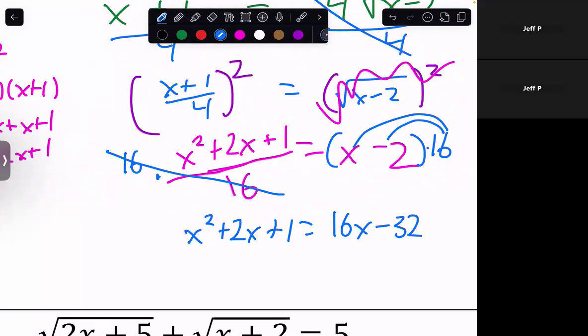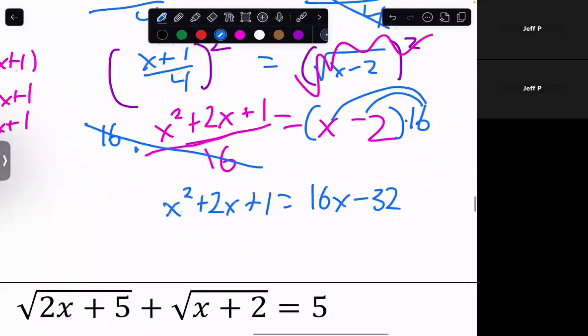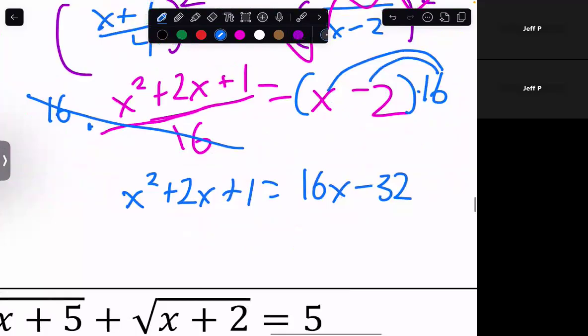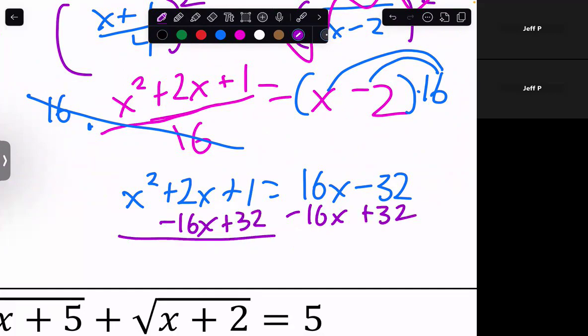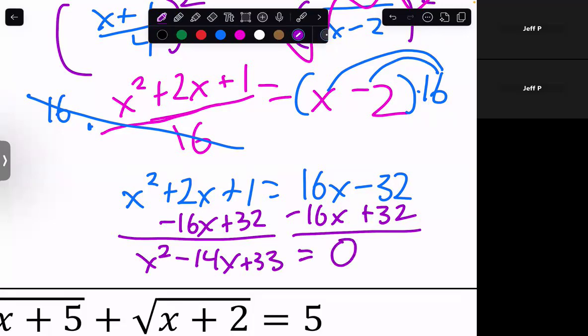Again, we're making real progress. There's no more radicals and there's no more fractions. But we do have a quadratic, right? So we want to move everything to the same side so that we can get a 0. So let's subtract 16x from both sides and then also add 32 to both sides. So x squared minus 14x plus 33 equals 0.